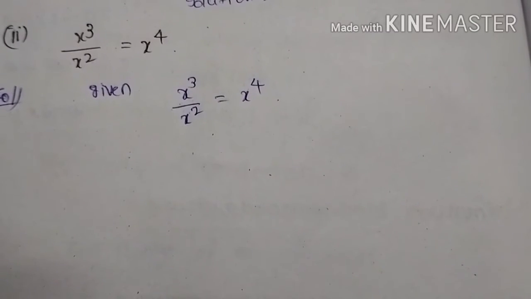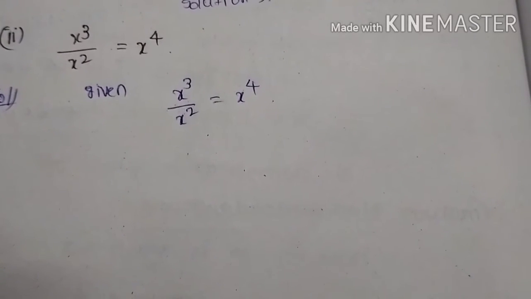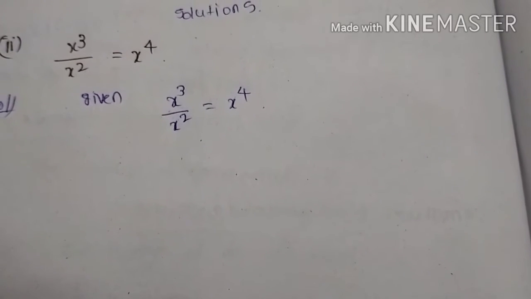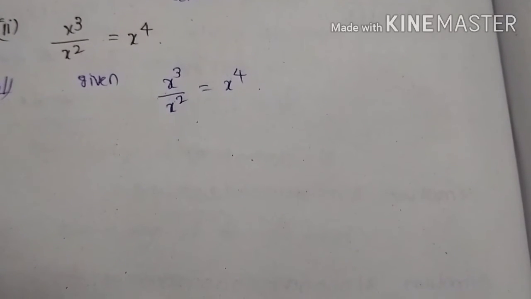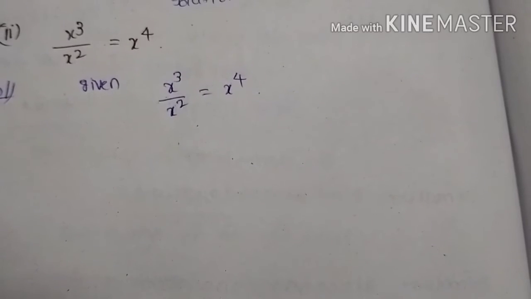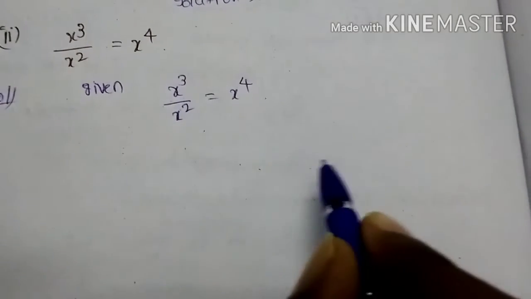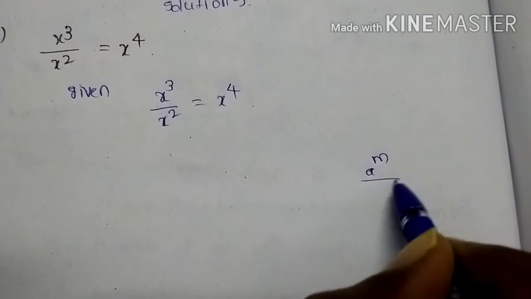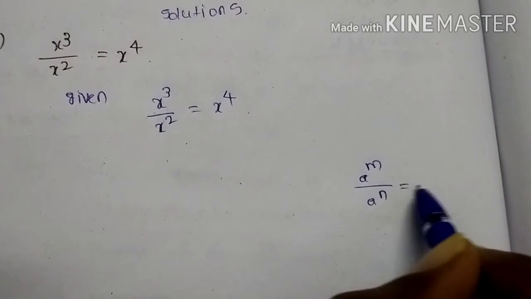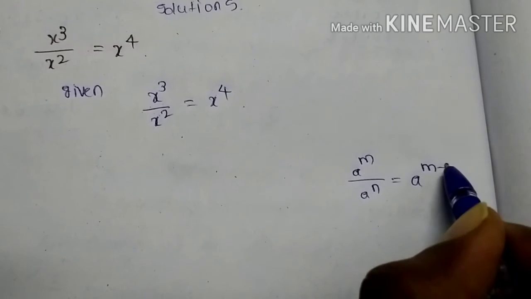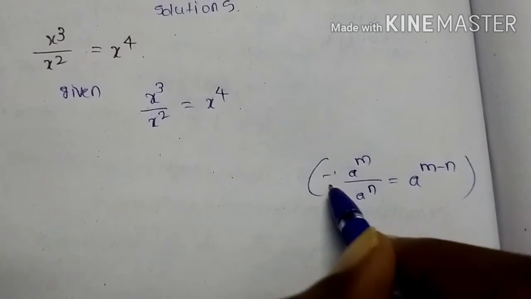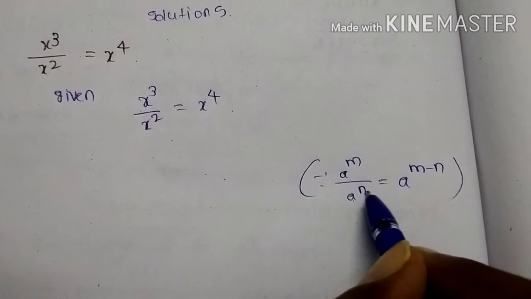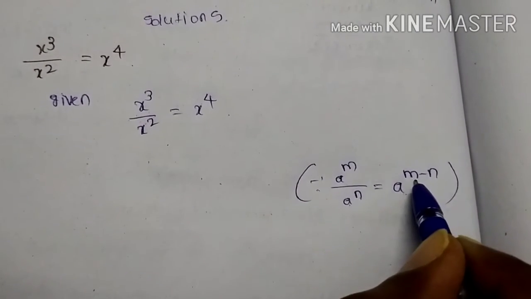See here another problem. X to the power 3 by x square is equal to x to the power 4. Once you observe here, it is in the form of a to the power m by a to the power n, or not? Yes. If it is a to the power m by a to the power n, how can you express it? a to the power m by a to the power n is equal to a to the power m minus n. Yes, we have learned in the previous classes a to the power m by a to the power n is equal to a to the power m minus n.